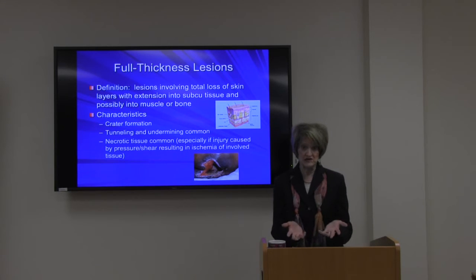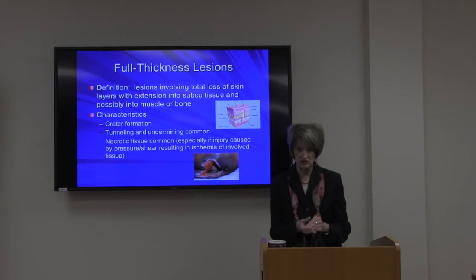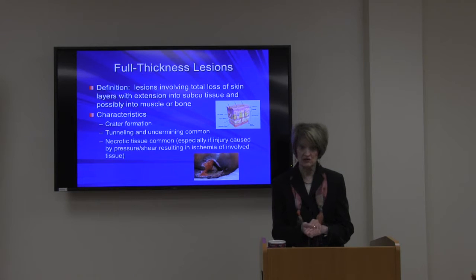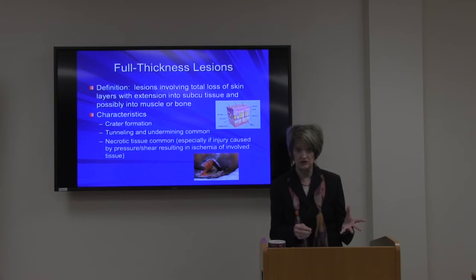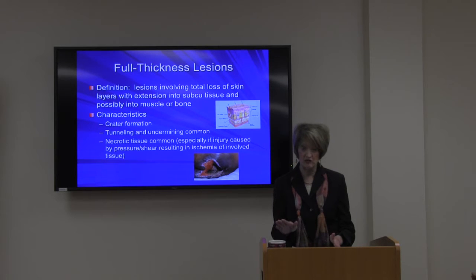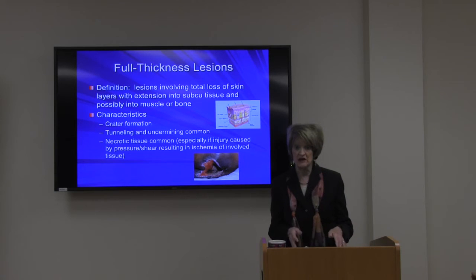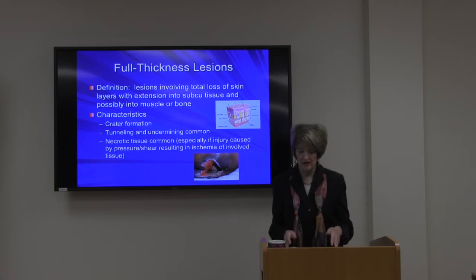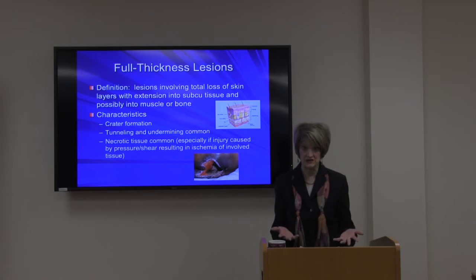What are the characteristics of full thickness lesions? Well, first of all, they're obviously deeper, so they're greater than 0.2 centimeters in depth because they involve total loss of the epidermis and dermis. Typically, you have some degree of crater formation. The crater can be shallow, it can be very deep, depending on tissue layers that are lost and also on the patient's body weight. So if you have a bariatric patient, a full thickness lesion can be very, very deep.